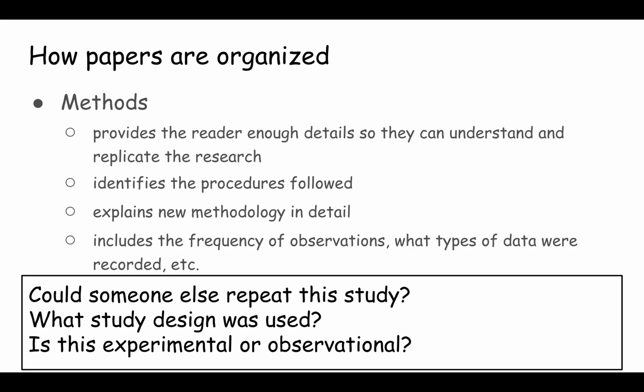If they didn't give you enough information to implement the intervention in your own clinic, this paper isn't going to do you a whole lot of good. Or if they don't tell you how they measured the outcomes, this paper probably isn't going to do you a whole lot of good. The other thing you want to look at is what kind of study design was used. Is this an experimental study where they randomly assigned people to different groups, or was this an observational study where they were looking at what happens in the course of regular clinical practice?